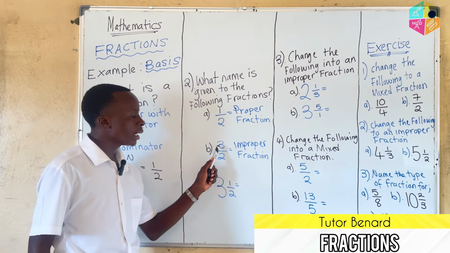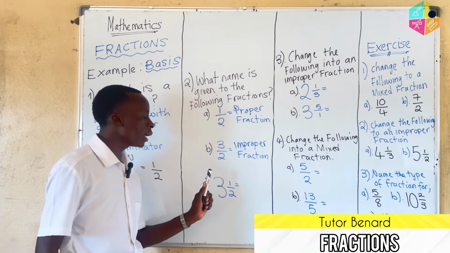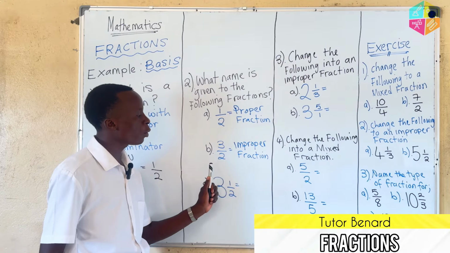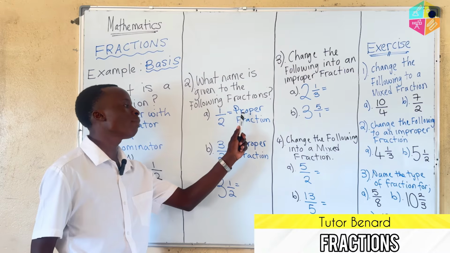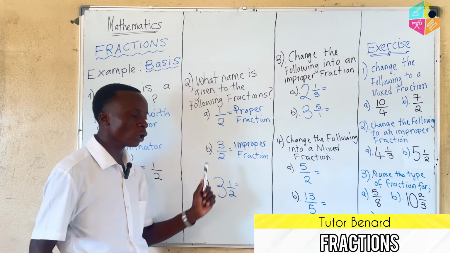So whenever the bigger number is on top and the smaller number is at the bottom, this is what we call an improper fraction, where the opposite of an improper fraction is a proper fraction. So do not be confused.